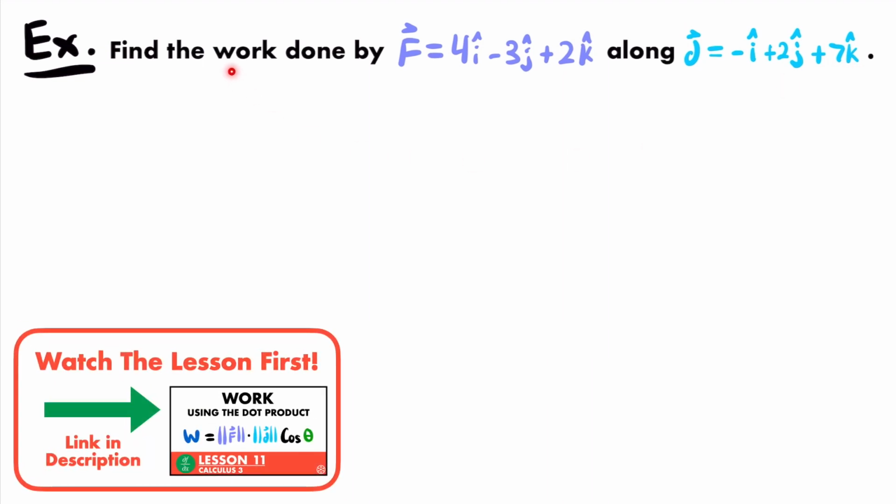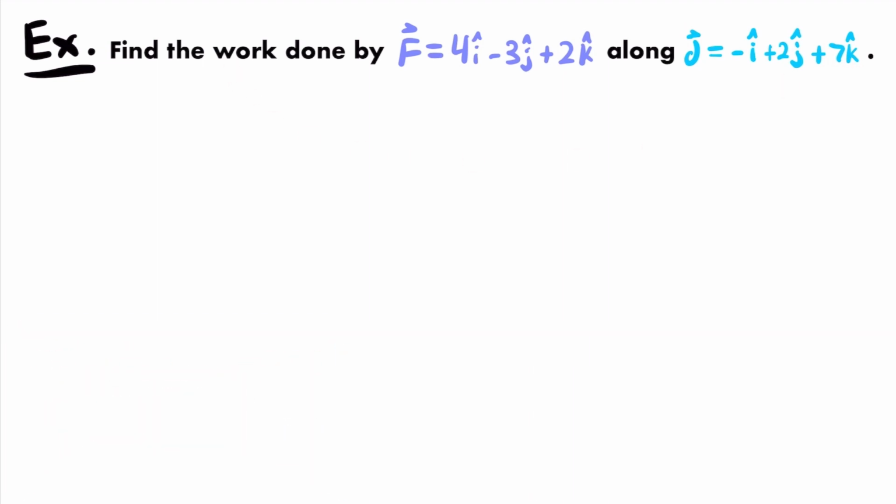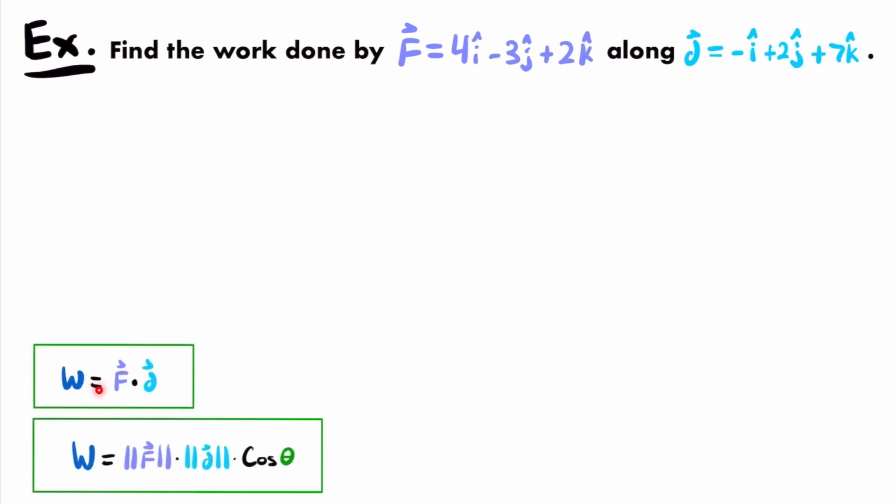Alright, so when you want to calculate work done by using vectors, there are two different formulas that you could use, and they look like this. For the first one, work is equal to the dot product of the force vector and distance vector. For the second one, work is equal to the magnitude of the force vector times the magnitude of the distance vector times cosine of theta, where theta is the angle between the force vector and the distance vector.